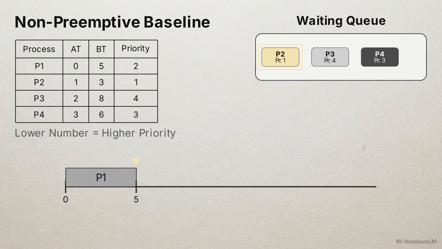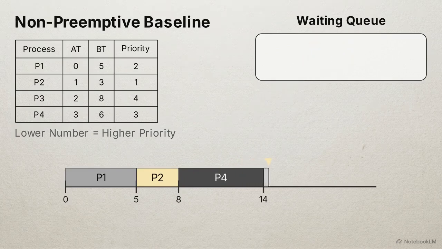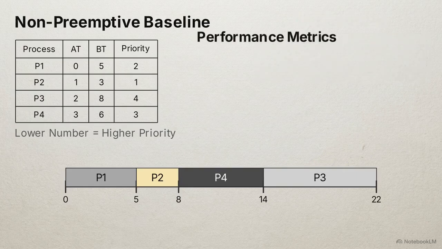At time 5, the CPU is finally free. The operating system scans the waiting queue and selects Process 2, because its priority of 1 outranks the others. Process 2 runs until time 8. Next in the hierarchy is Process 4, holding a priority of 3. It executes from time 8 to time 14. Finally, the lowest priority task, Process 3, runs from time 14 until total completion at time 22.